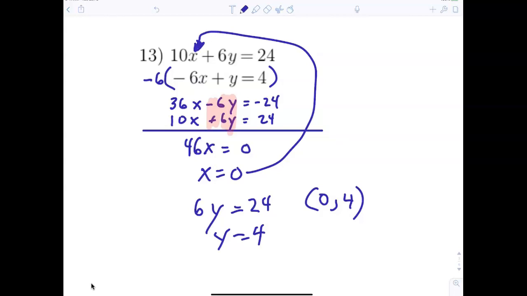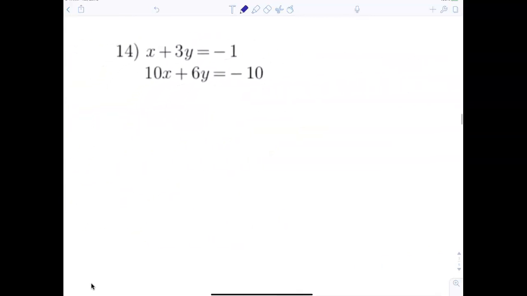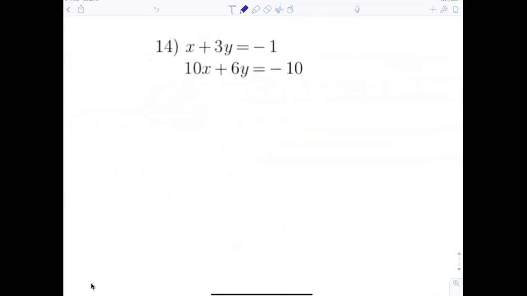Anybody else with 13? What did you want me to do, Bo? 14. All right, let's slide over to 14. Now, any advice to me on what to do here? Multiply the top by -2. Yeah, multiply the top by -2. When I multiply the top by -2, I get -2x minus 6y equals 2, right?